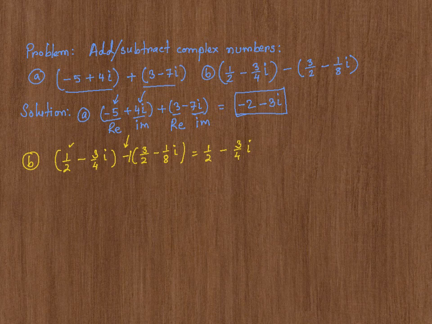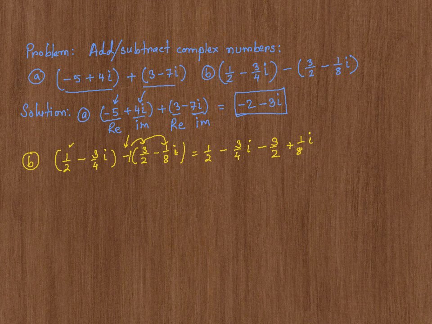Then negative 1 times 3/2 is going to be negative 3/2. Then negative 1 times negative 1/8 i is going to be positive 1/8 i. Negative and negative is going to make it positive.